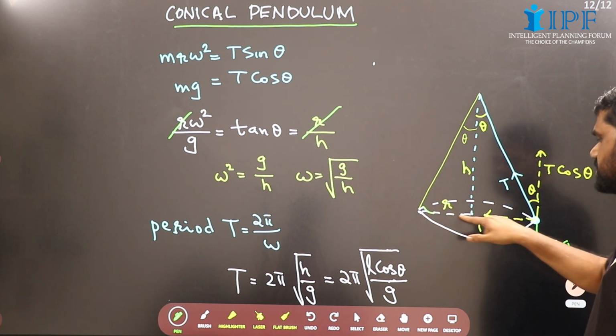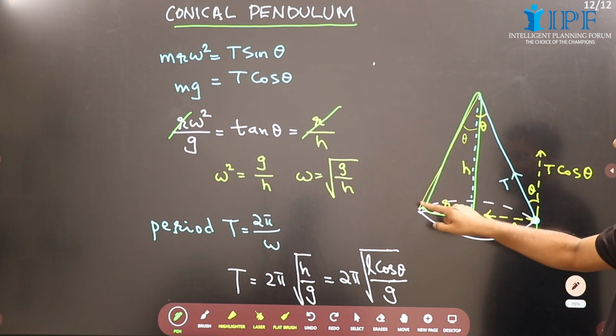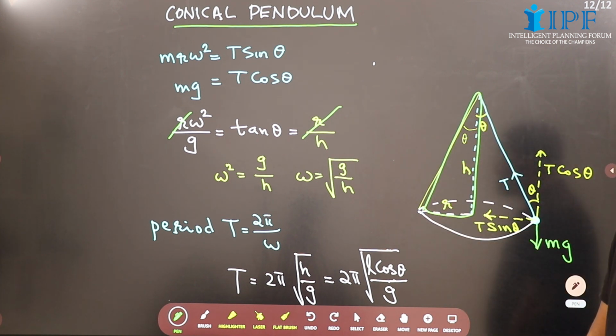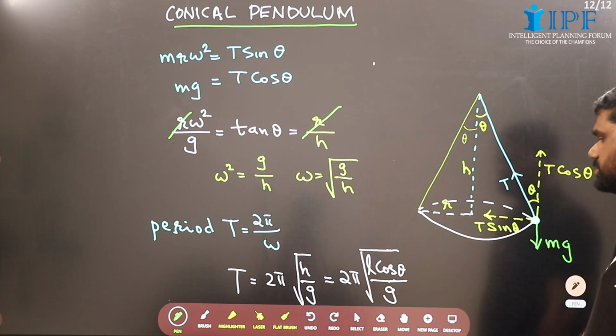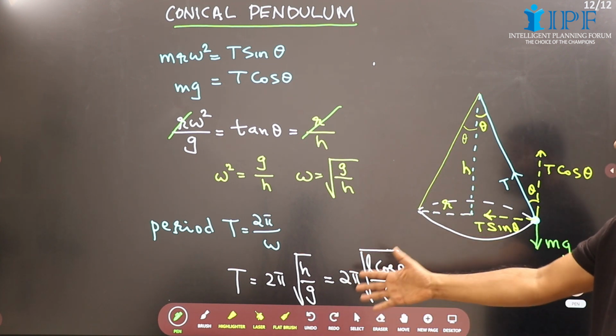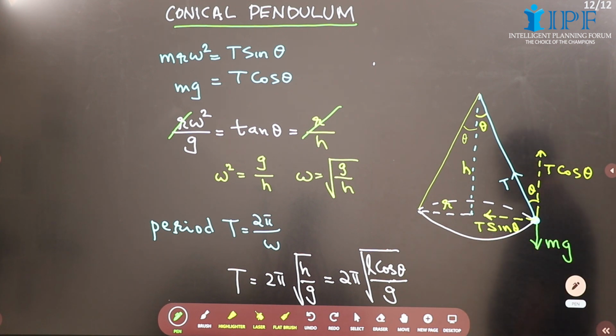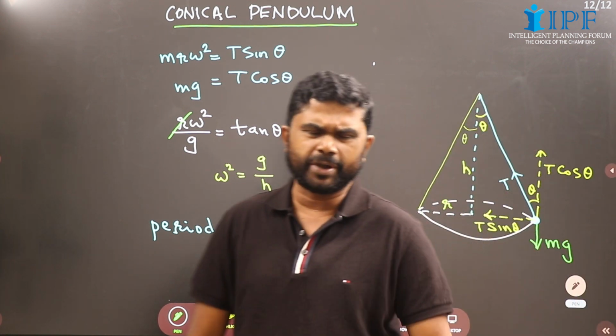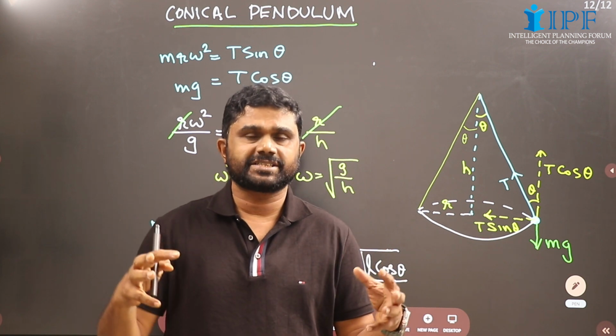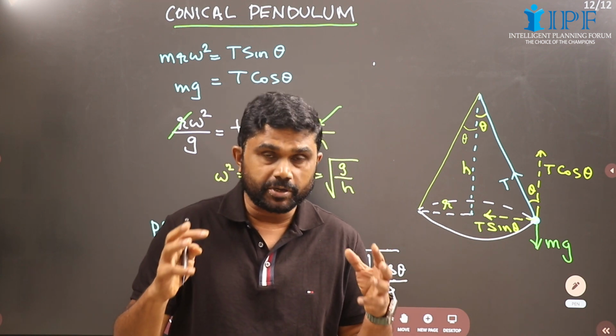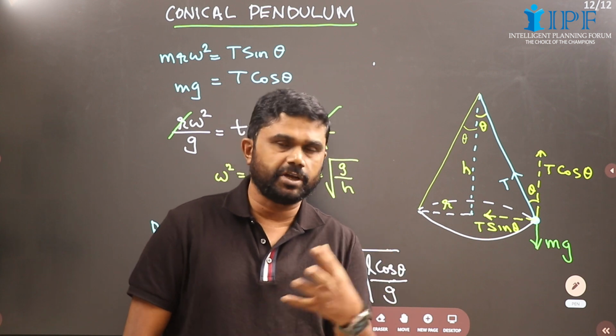Now from this triangle again, h is equal to L cos theta. So we will get another expression for the time period, that is 2 pi under root L cos theta by g. See, I have discussed all the important things in this chapter on circular motion.